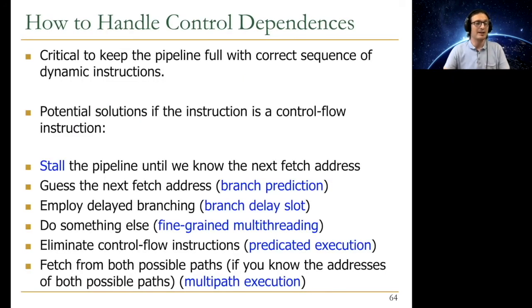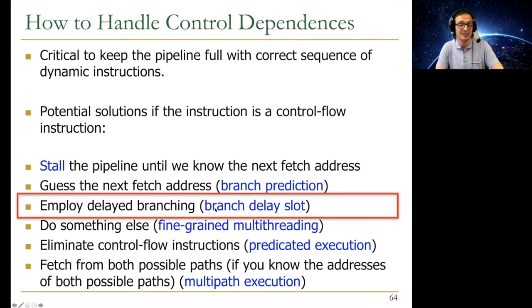But remember, we have many different ways of handling control dependencies. We talked about branch prediction a lot. We talked about fine-grained multi-threading. I'm going to talk about employing delayed branching, the branch delay slot. Since we will not have time, you can take a look at predicated execution and multipath execution in the remaining slides, which are pointers to some earlier lectures. You can also see some slides that talk about handling other types of branches, like return branches, call branches, or calls and returns, as well as indirect branches. Indirect branches tend to be actually difficult.